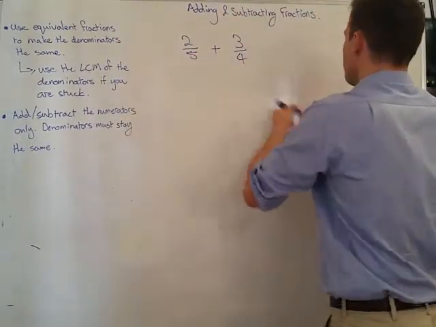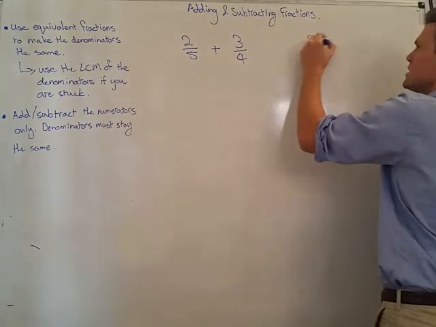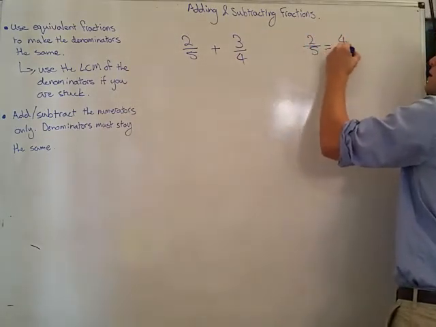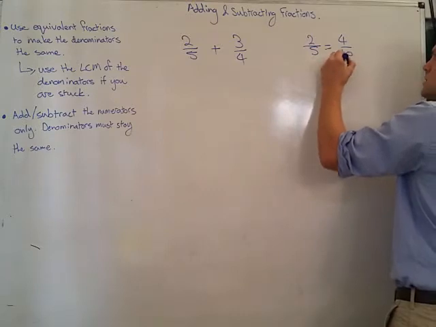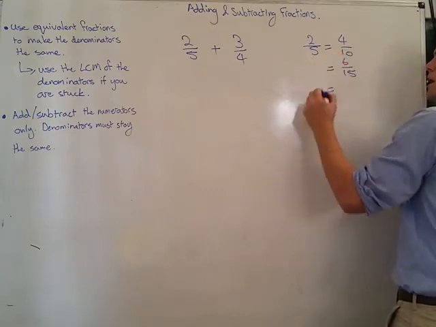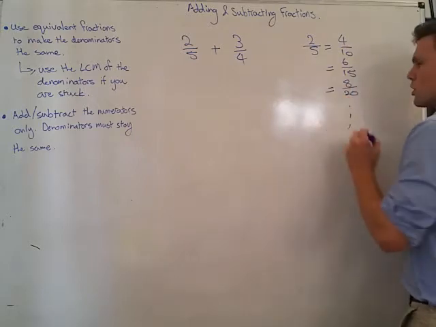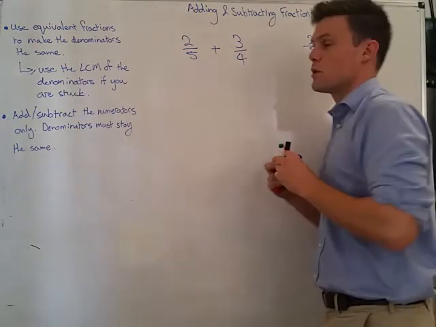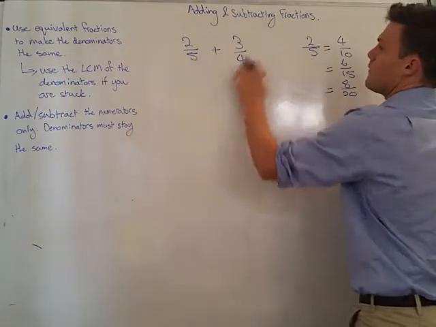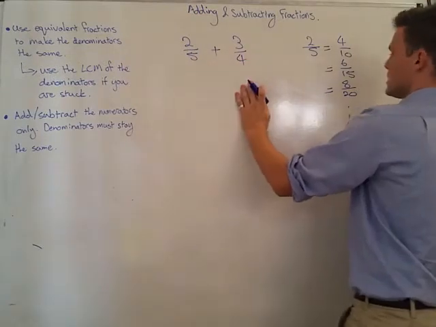Right? So I've got 2/5, and 2/5 is the same as 4/10. It's also the same as 6/15. It's also the same as 8/20. And on and on and on. Likewise, I can do the same with 3/4. So I've got to find fractions where my denominators are the same.